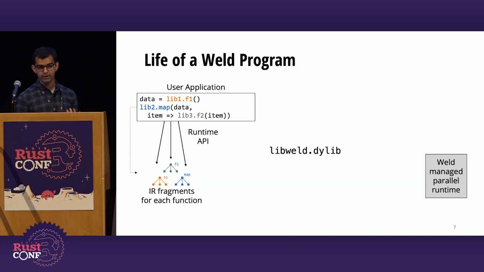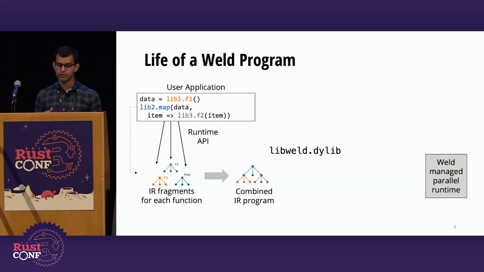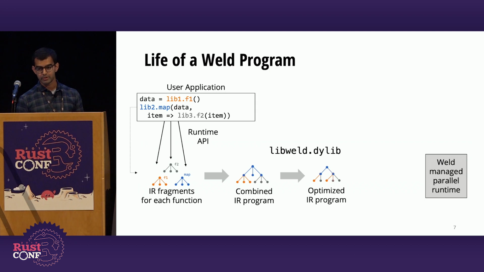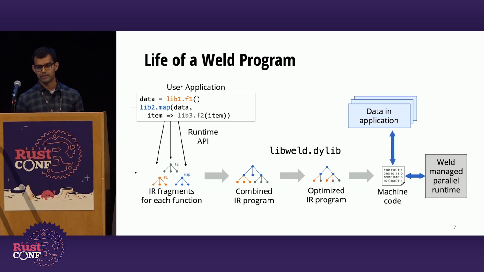When you actually want to evaluate this, so this might be when you say want to print something to the screen or send it over the network or whatever, the runtime will basically figure out that there's these data dependencies between these lazy computations, and it'll combine them into a single program, and then it'll fire up the optimizer, optimize that program, and then JIT some code. And that's what the data in your application actually interacts with. And then there's also this managed parallel runtime that hooks into this thing, because we're actually generating code that's meant to be run in parallel. So there needs to be a runtime to do things like scheduling and task management and memory management and all that good stuff.